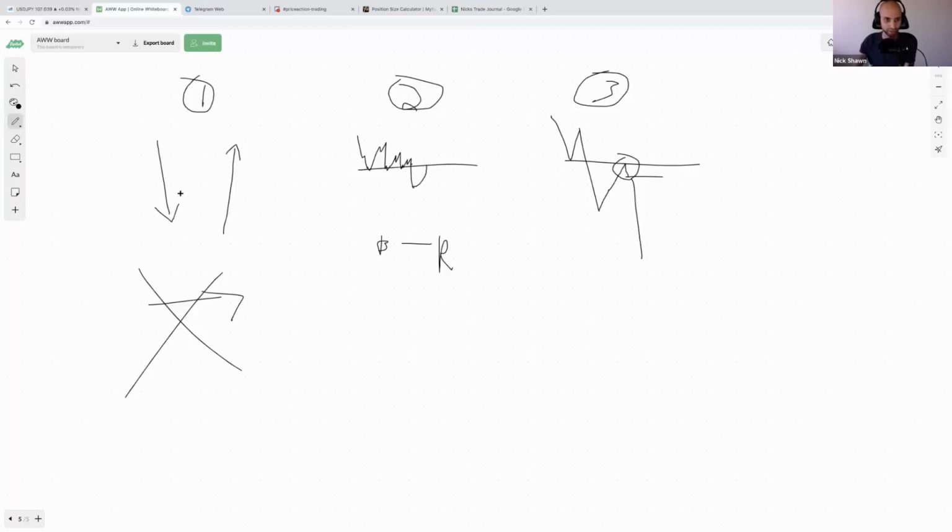So that's essentially it. It starts with a clear trend, it starts with a clear break of structure, and then it starts with rejection on the retest of that structure. Let me give you an example and then I'll hand it back to you, Cam.